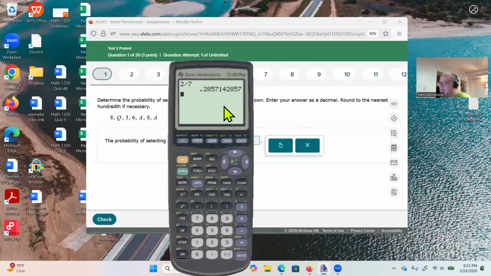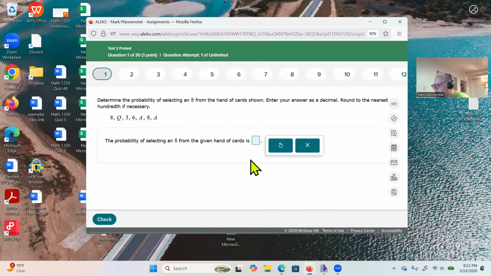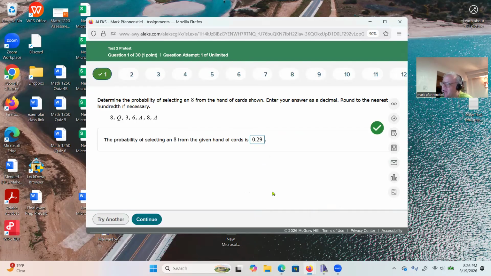Okay, so we have 0.29 here. If you just type in the 0.29, Alex will take it, but it will yell at you. It's like, you should write a zero for your leading zero. Okay, hooray, we got the right answer, and we can go on to the next problem.